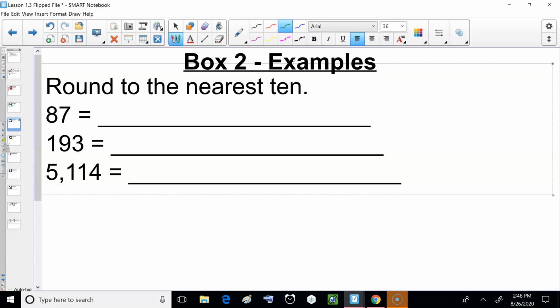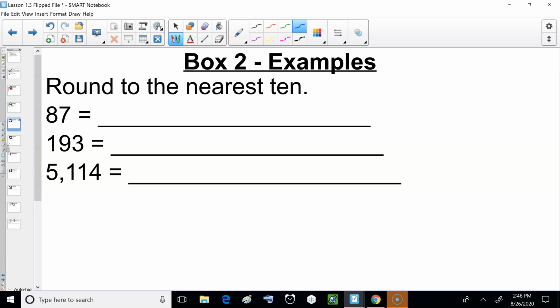The last place value we're going to work on is rounding to the nearest 10. So when we round to the nearest 10, we're going to do that same strategy. We find the 10 value, 87. Here's my tens, which means I'm going to look at my ones place value. 7, 7's closer to 5 or higher, we round up. So the 8 will turn to a 9, and then my ones place value becomes a 0. So 87 rounded to the nearest 10 is 90.